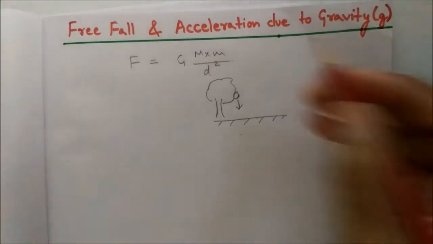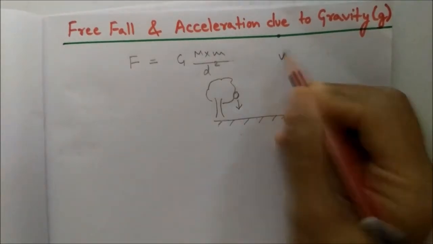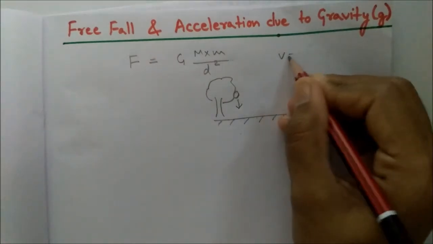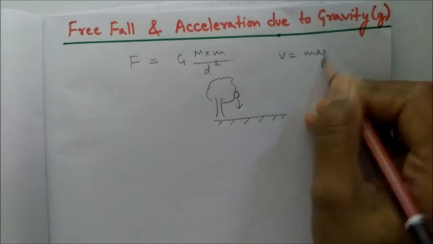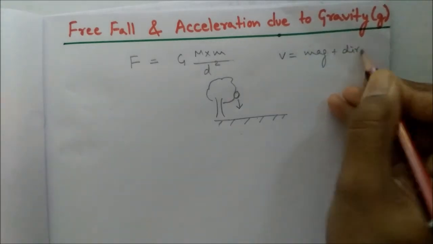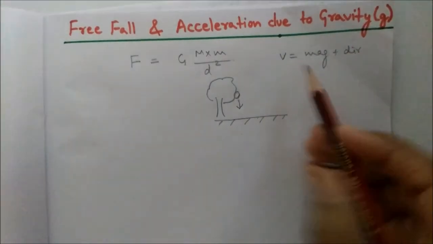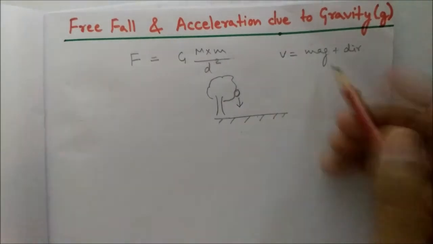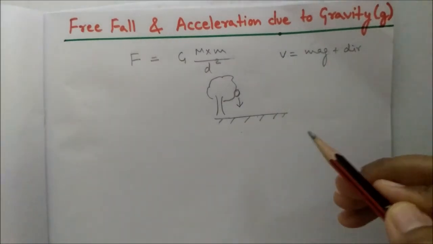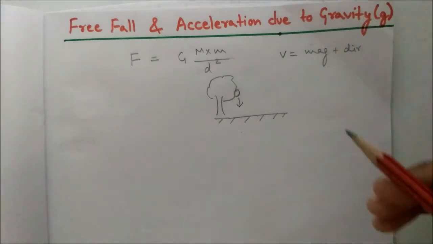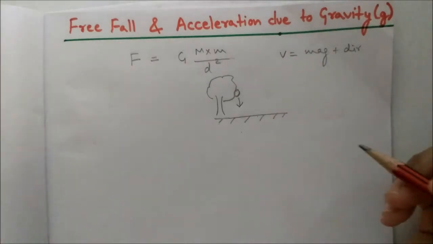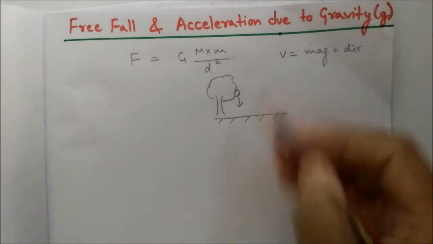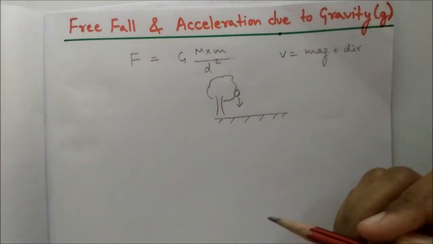Now, tell me first, what is velocity? V, isn't it? Velocity is a vector quantity. That means it has both magnitude as well as direction. And the velocity will change when either the magnitude changes or the direction changes, or both magnitude as well as direction change, then we say that the velocity is changing.